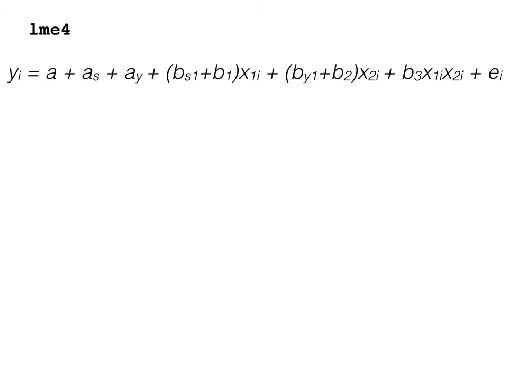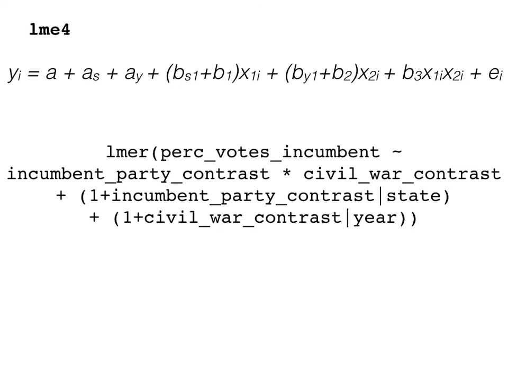Similarly, our equation in R looks pretty much identical. The main difference being the fixed effects now have underscore contrast after them. That's because I made a new column with the contrast-coded versions of the fixed effects. Otherwise, everything is the same. Let's move now to the model results.